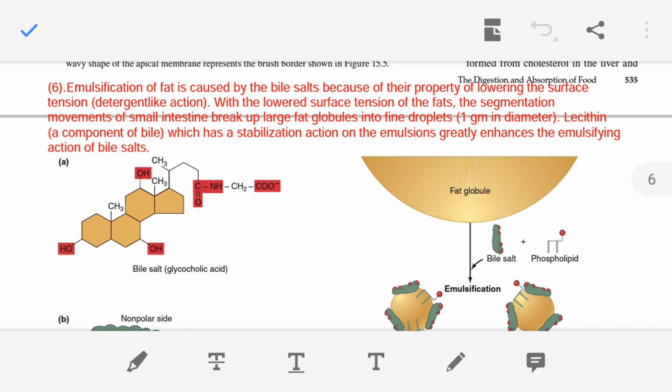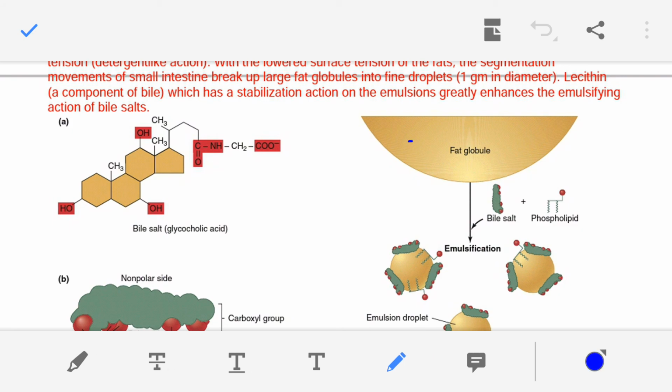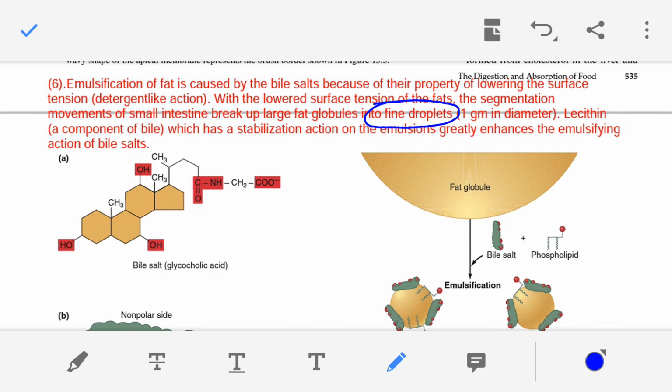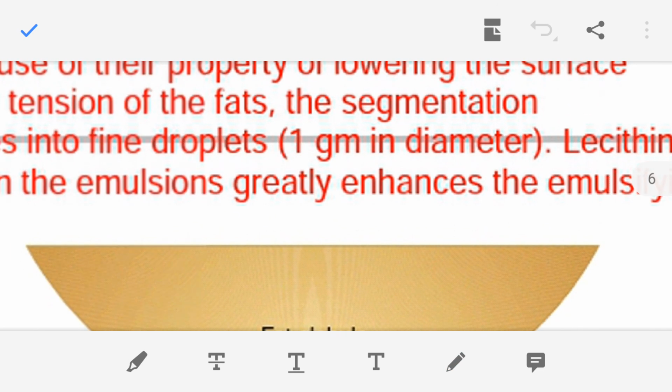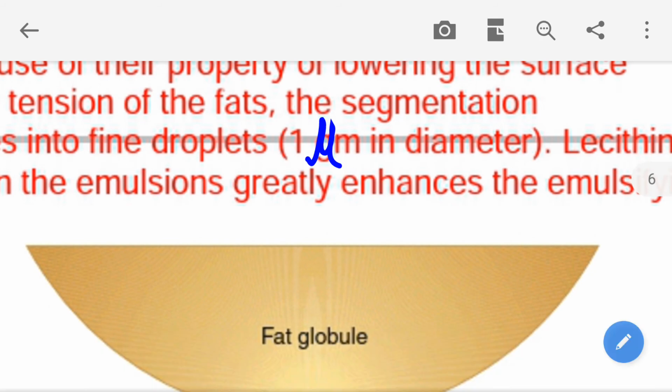So now there are two processes. Bile salts are reducing the surface tension, and the movement of the small intestine, the segmentation movement. And due to this movement, this fat globule is broken down, and it breaks up into smaller droplets, and these droplets have the size of 1 micron.